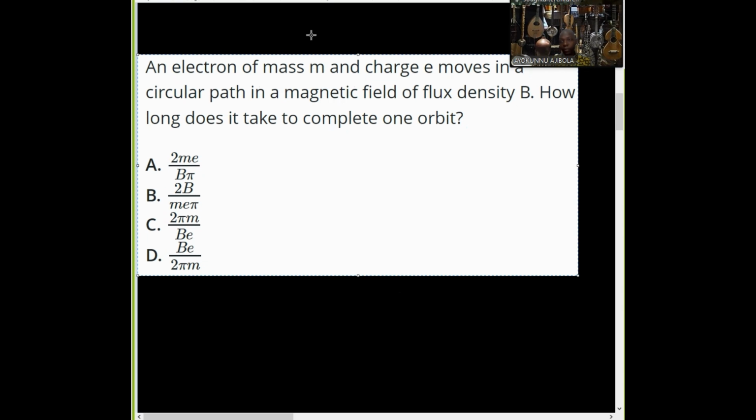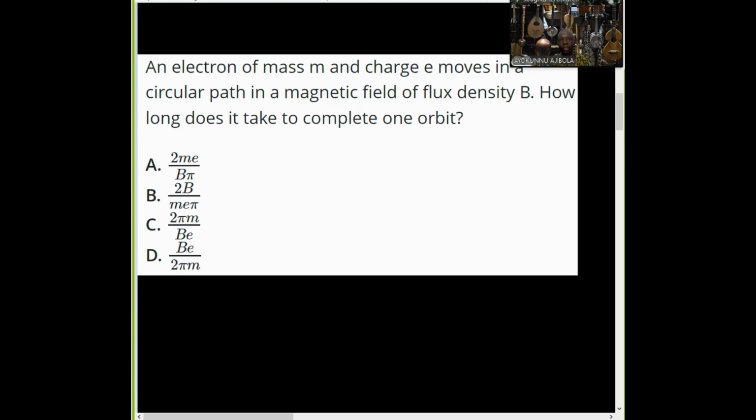See, Sarah, read this one for me. An electron of mass M and charge E moves in a circular path in a magnetic field of flux density B. How long does it take to complete one orbit?